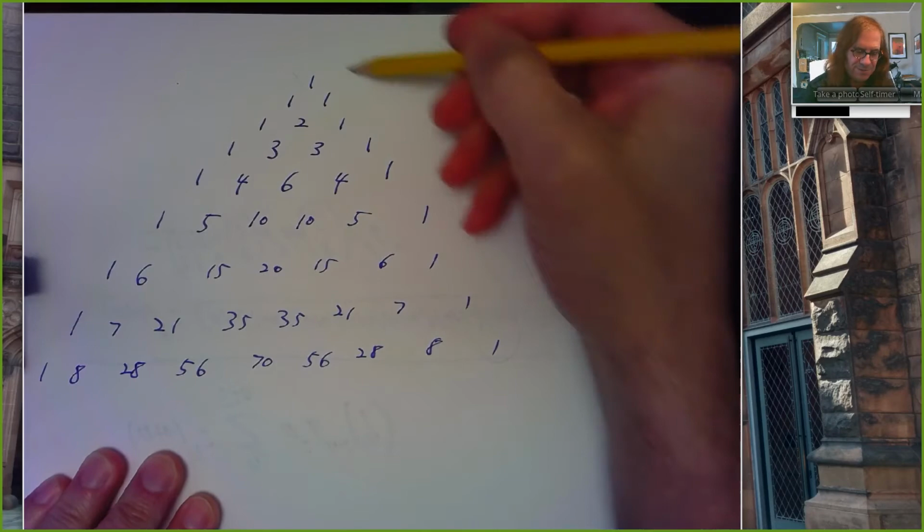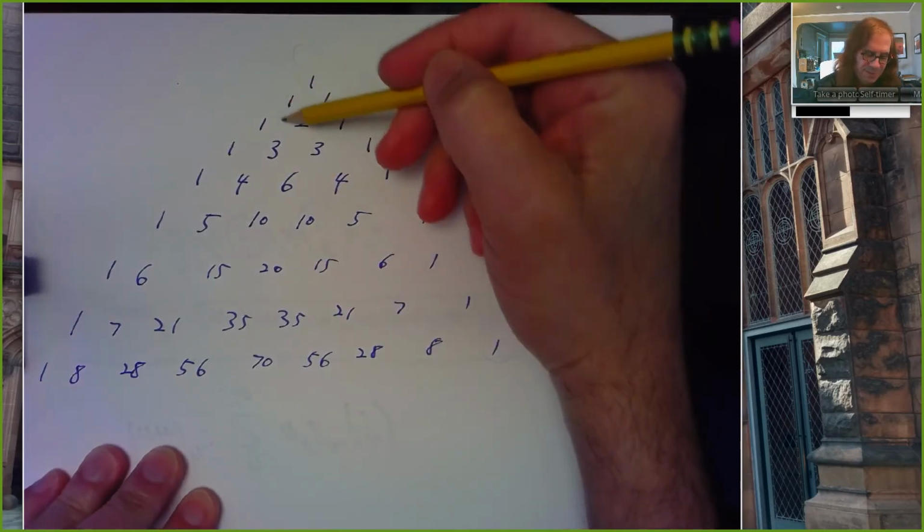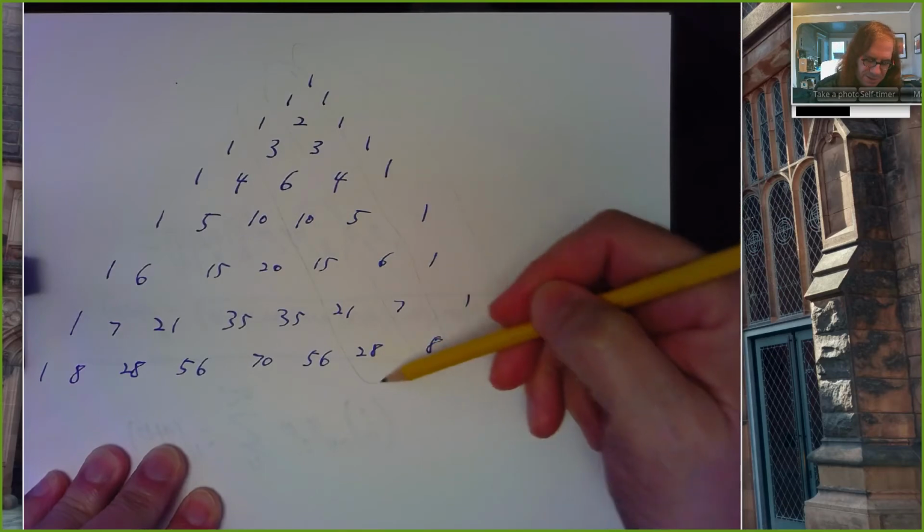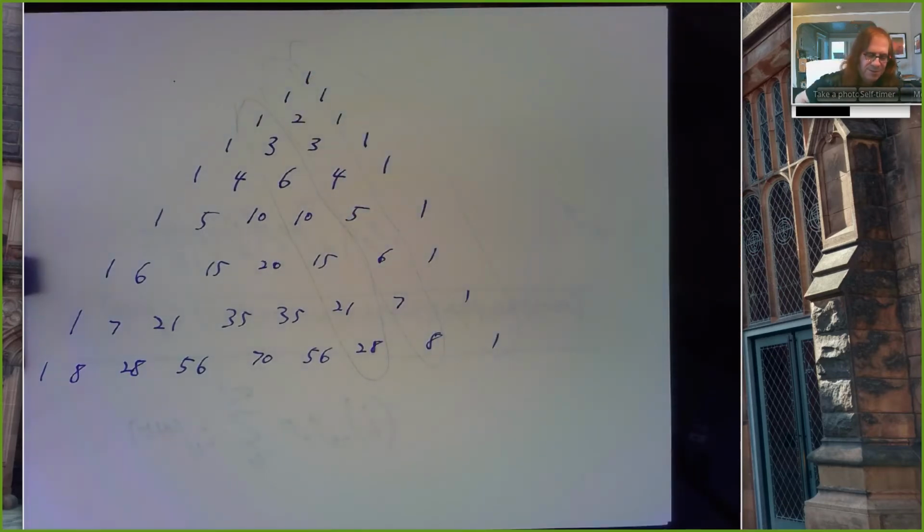The outside diagonals are all composed of 1s. This second diagonal is consecutive integers. This third diagonal, what do you think those numbers are? So 1, 3, 6, 10, 15, 21, 28. Pattern matching for fun and profit.